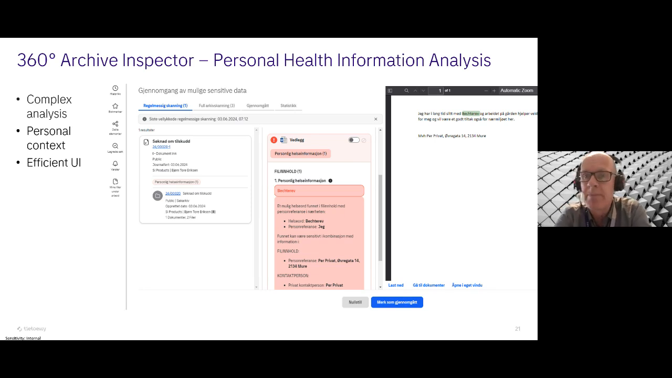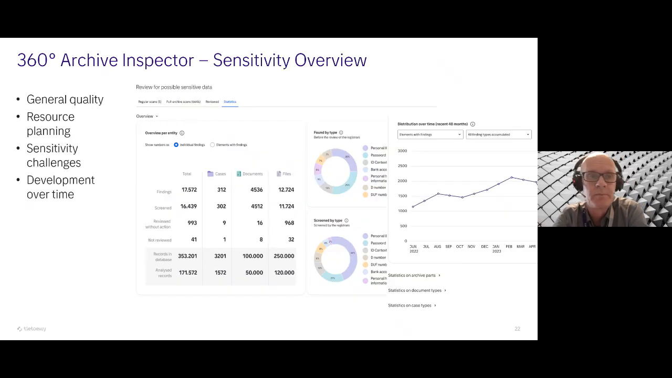Before we end, a small recap on the analysis of personal health. Now we have analysis of the case, document and file as a whole, identification if it is in a personal context, efficient UI that explain how and why this might be sensitive. Next slide. And we can use the sensitivity overview to improve processes and drive learning in the organization by visualizing the quality of the archive, as well as development over time. Do resource planning when there are many findings. Identify areas or time periods with sensitivity challenges.